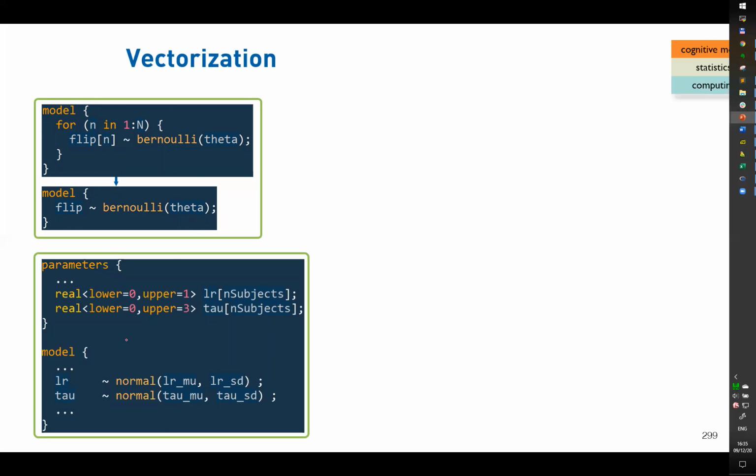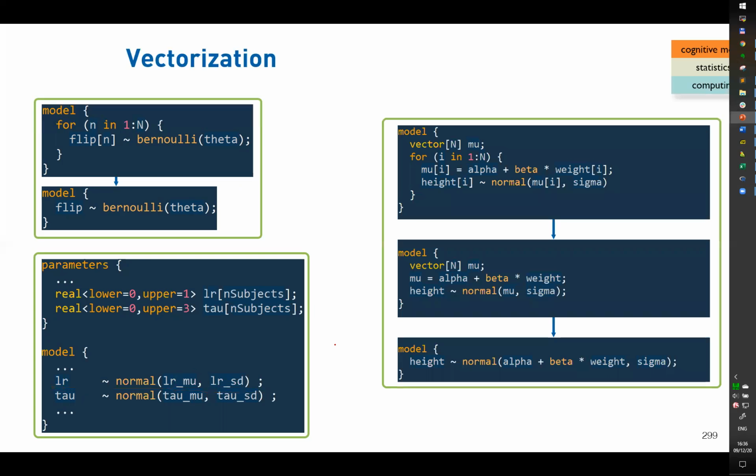Okay. Another example, say this is a hierarchical model. Let's say we have 10 participants. That means we have 10 learning rates. We didn't write a for loop to specify the connection or the hierarchical structure between the individual level and group level. We didn't say for participants 1 to 10, each of them follows the normal distribution. We didn't do that. We just say all of them, this is a vector. The vector is following the normal distribution. So vectorization, right?